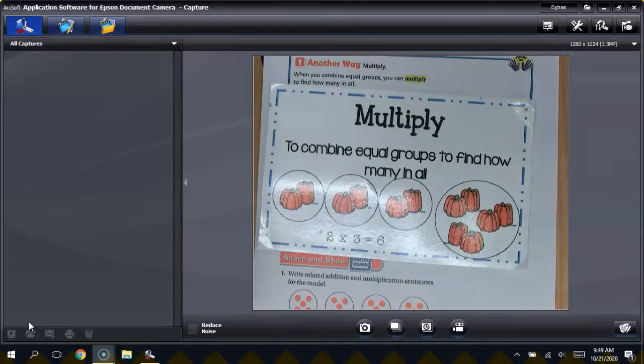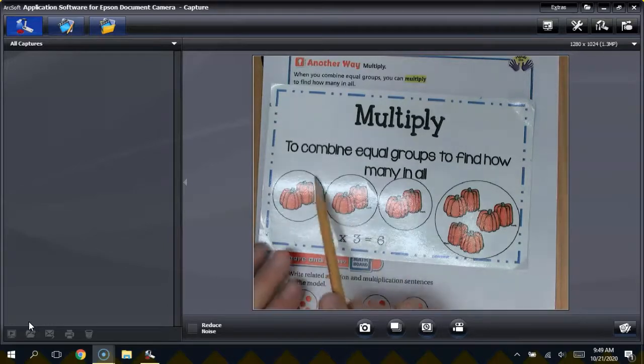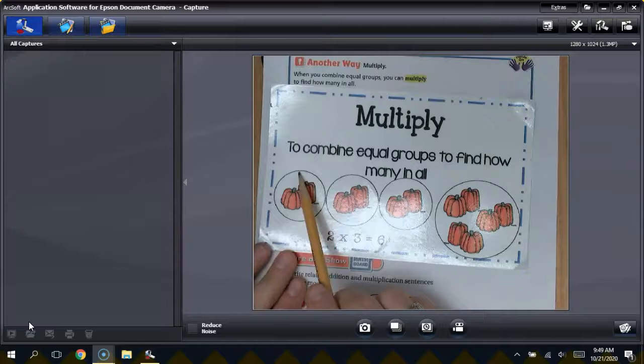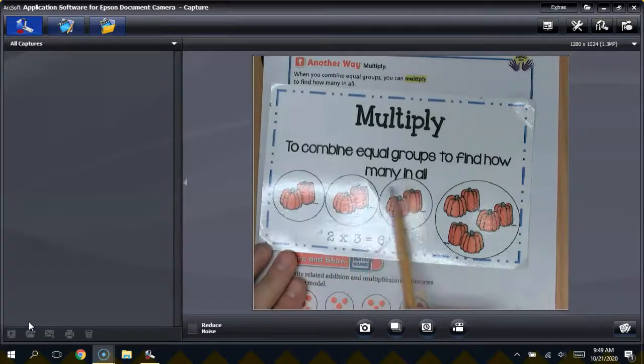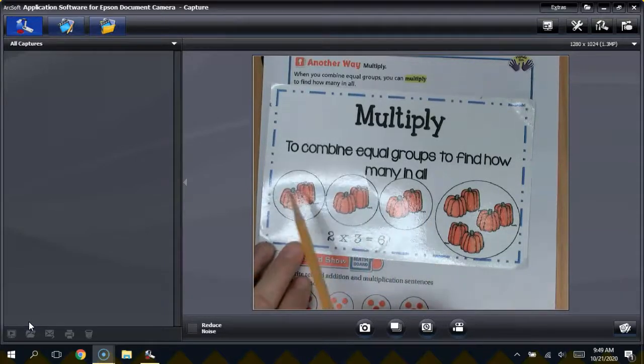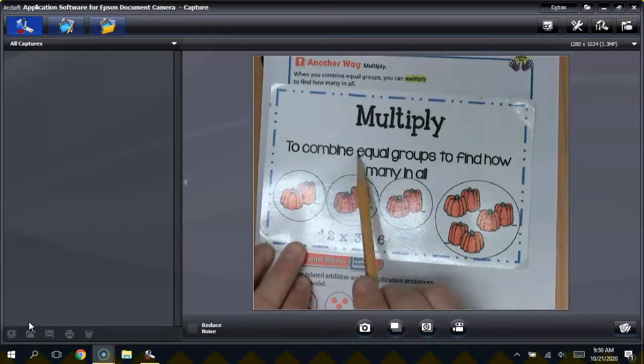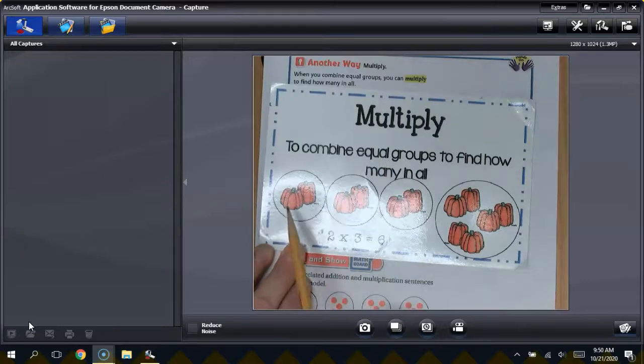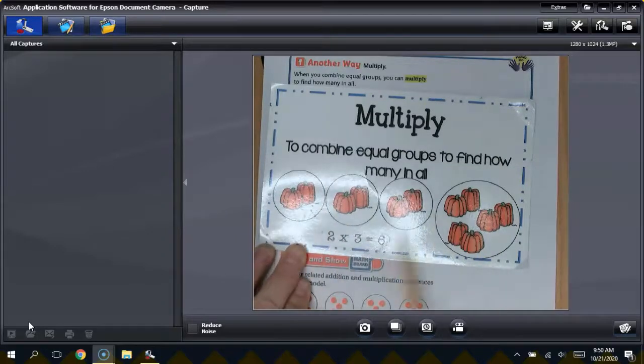Well, all that saying, boys and girls, is we have groups. This is a group, this is a group, and this is a group. And every single group is equal. You can see there's 2 in group 1, 2 in group 2, 2 in group 3. And then we find how many we have all together, in all.